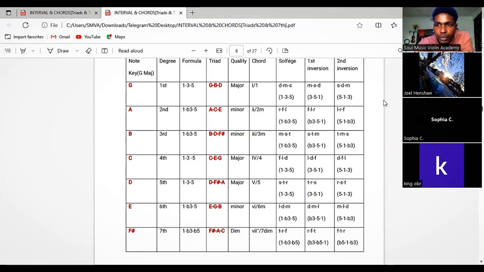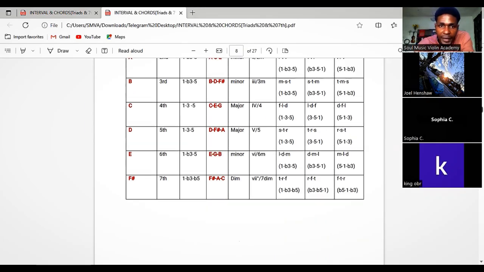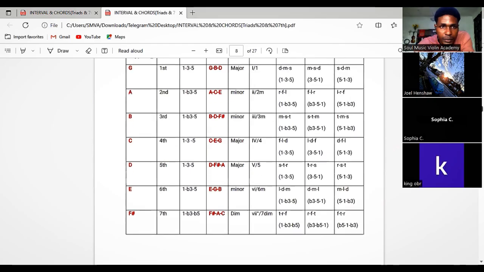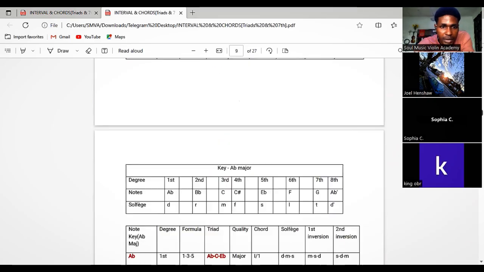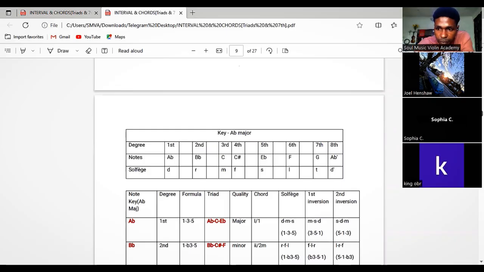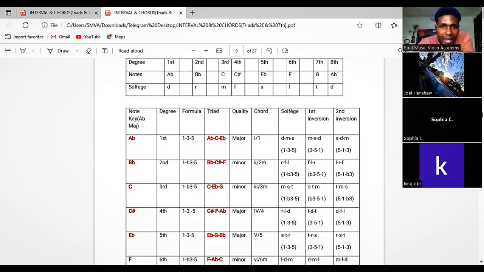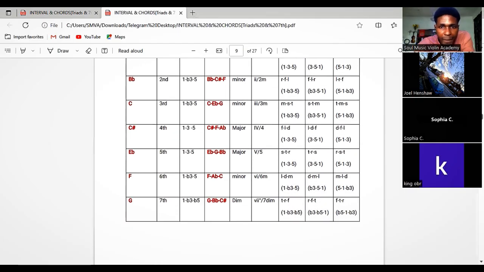I think I gave you other examples just so that you can familiarize yourself with it. So this is for the key of A flat. Okay, this is G major, this is A flat, right? So it's just the same formula, it's just these notes that change because you're starting from A flat. Your A flat now becomes your Do, right? So you have A flat, C, and E flat, but you see the same formula. Your first degree is 1, 3, 5. Second degree is 1 flat 3 flat 5 because it's a minor chord.